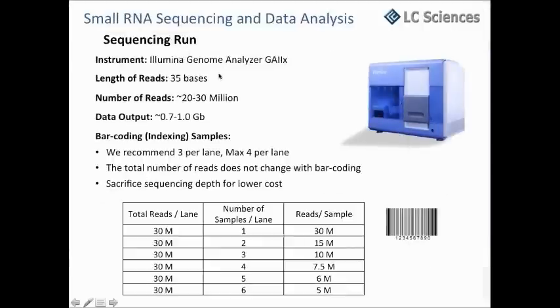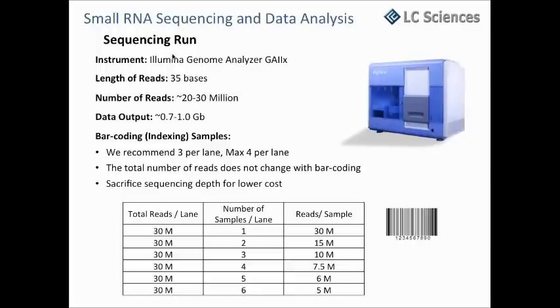And just to give you some numbers that you can expect when doing sequencing of microRNAs, the machine that we're using for microRNA sequencing in particular is an Illumina system called Genome Analyzer GA2X. Read length is typically 35 bases, and the sample quality, of course, determines the number of reads, but typically we see 20 to 30 million reads per lane. The number of reads, of course, per sample depends on how many samples you want to barcode into one lane.